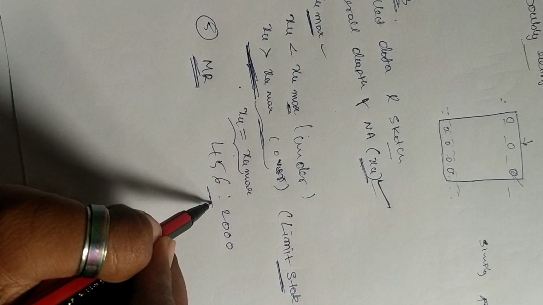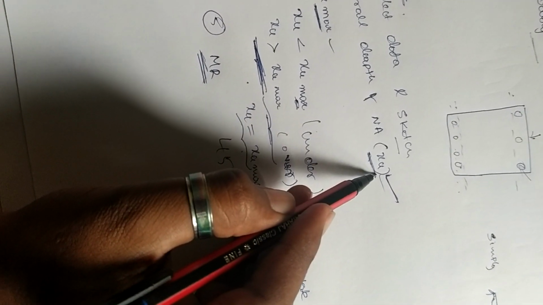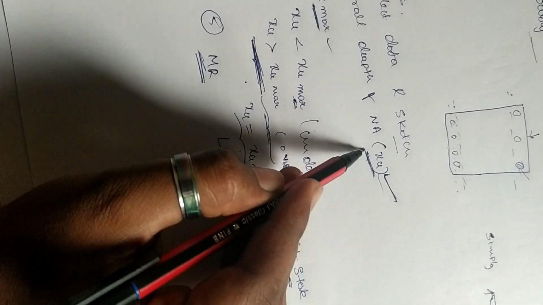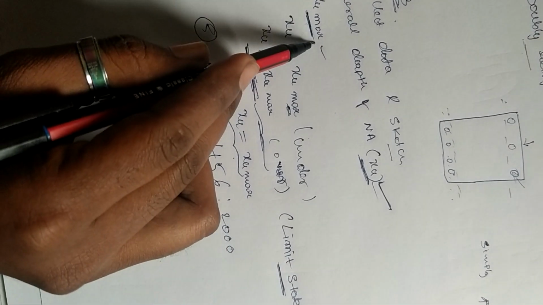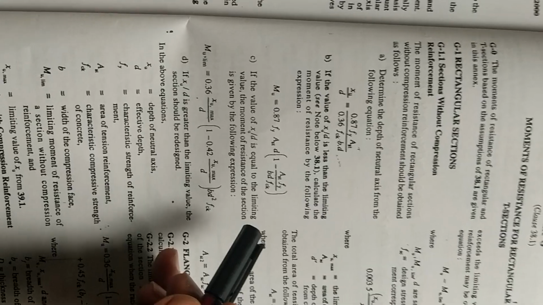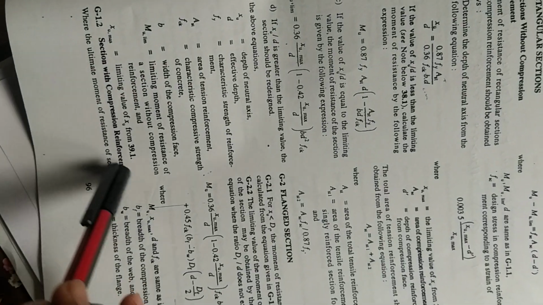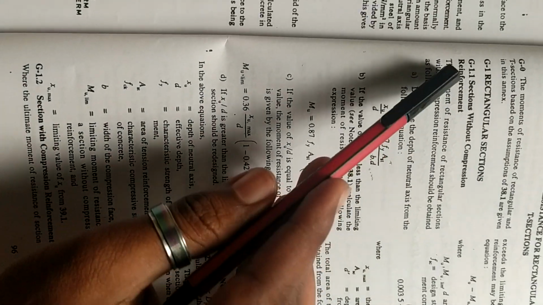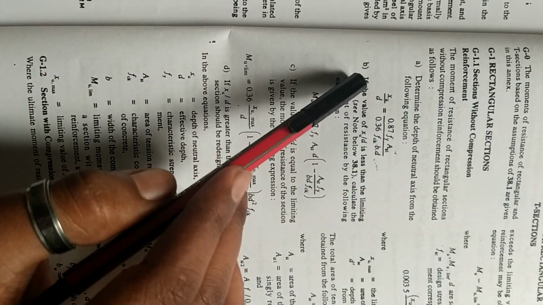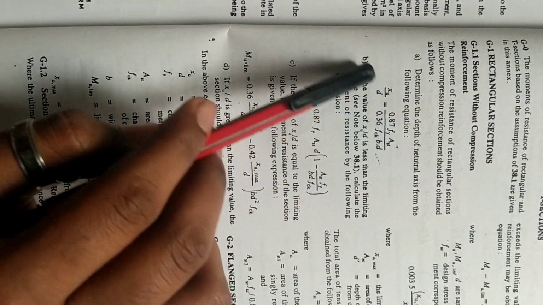Now we'll see how to observe the formula, that is, which formula we have to use to calculate XU, XU max and MR using the IS 456-2000 codebook. First, to calculate XU, we have the formula from IS 456-2000, page number 96, in G-1.1, that is formula A. This formula we are going to use to calculate XU.